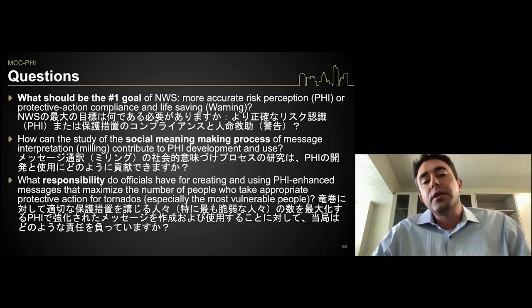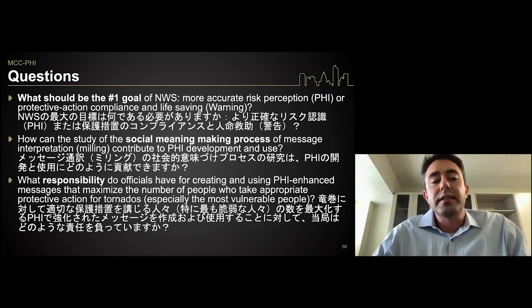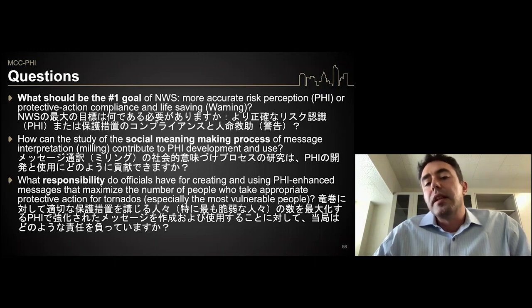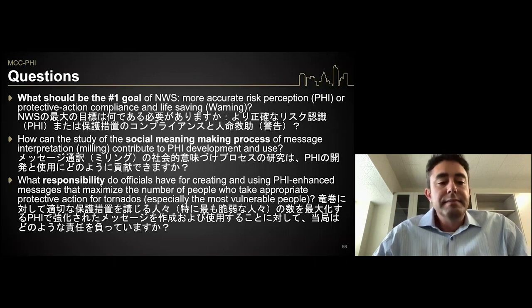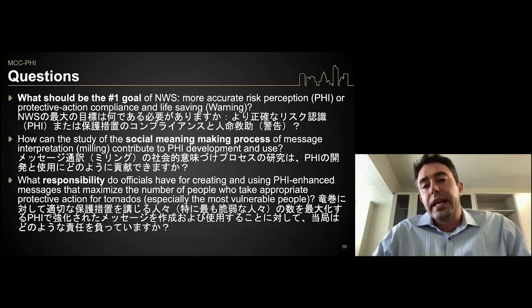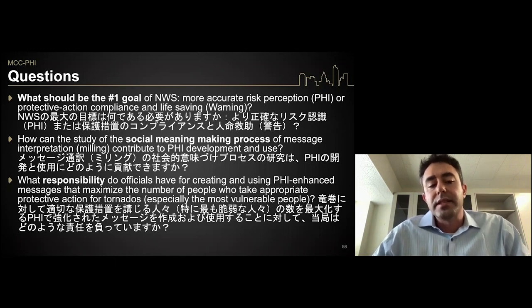Second, how can the study of the social meaning making process contribute to FEE development and use? What do we learn by asking people in a group what they would think and do? And how do those group norms and group emergent norms help us understand this process for FEE development? And finally, a more ethical and engaged question: what responsibility do officials have for creating and using FEE messages that maximize the number of people who take appropriate protective action for tornadoes?